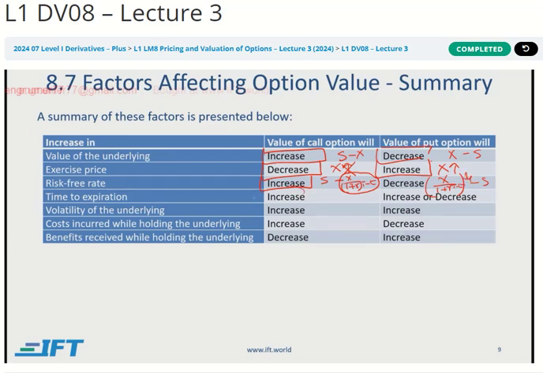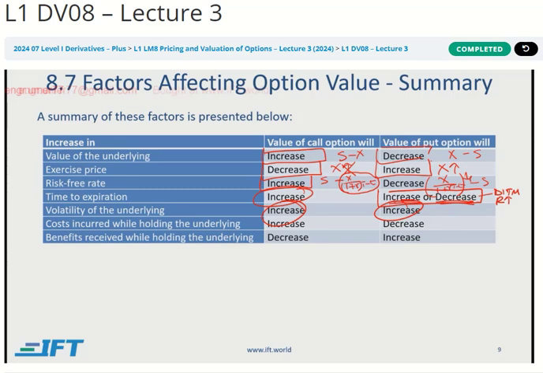Time to expiration is definitely positive for the call option, but could be positive or negative for the put option. If it is deep in the money and the risk-free rate is high, then it will be inversely related. Volatility is good for both.